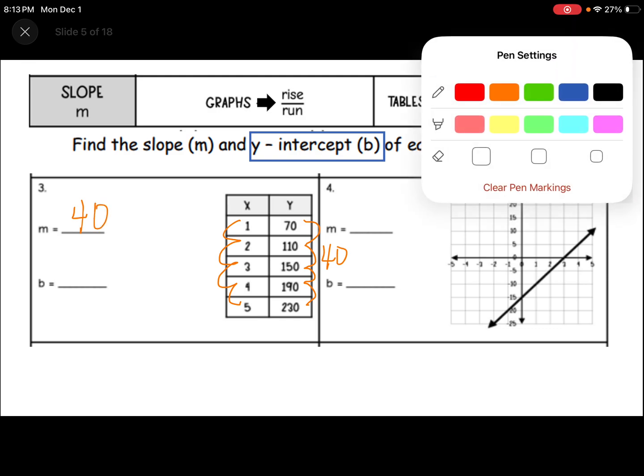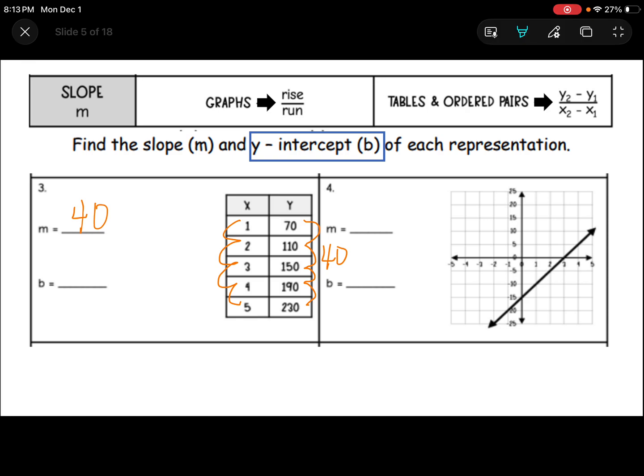And my y-intercept would be wherever y is 0. Y is not 0 in the table. But since I've utilized the patterns, I could continue this pattern back and fill in what the pattern would be when x was 0. So I would subtract 40 from 70 and be at 30. My y-intercept would be at 0, 30, or a b value equals 30.